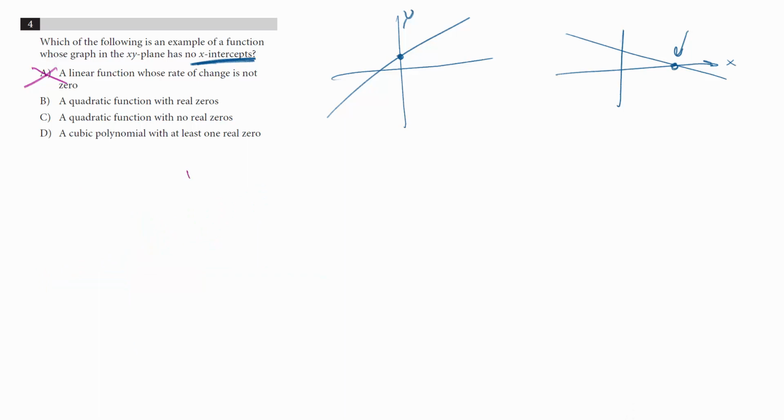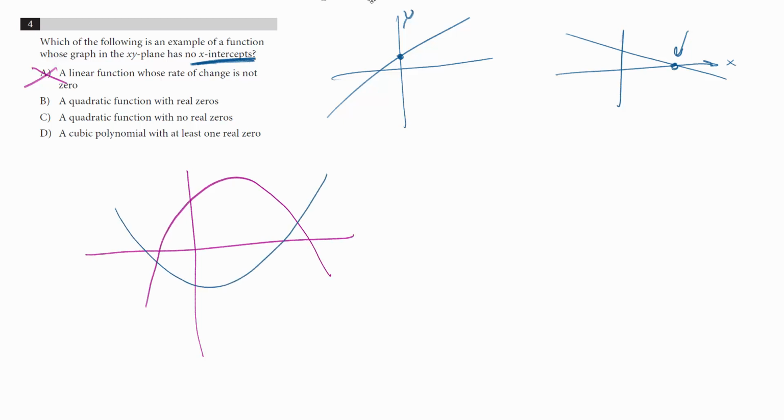Quadratic function with real zeros means it has x-intercepts. It can either be like this, or it can be like this. It can even be like this, where it just touches once. See, all of these right here mean that the quadratic has real zeros. It's the same thing as saying it has x-intercepts. So this one is not what we're looking for.